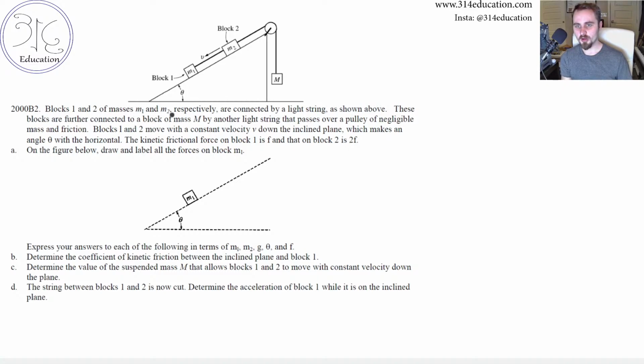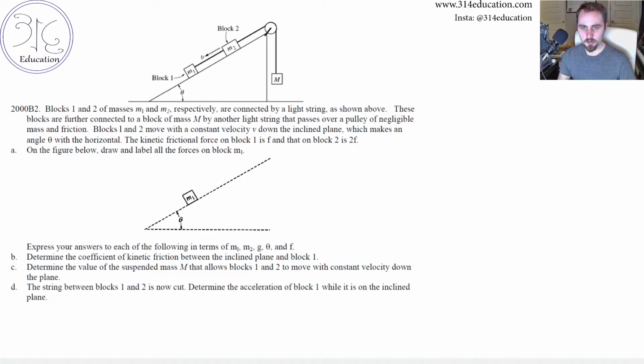Masses m1 and m2 respectively are connected by a light string shown above. These blocks are further connected to mass m, which passes over a pulley of negligible mass and friction, so we don't need to worry about torque. And they're moving downhill at a constant velocity. So they're not accelerating, but they are moving downhill. So we expect this to have some sort of kinetic friction. And they had some angle theta and kinetic friction F and 2F.